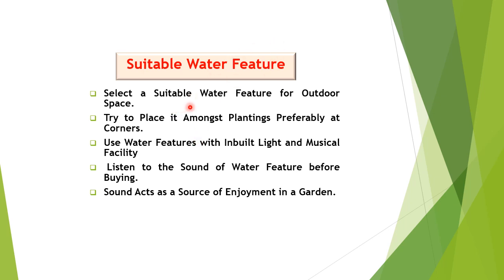You can select a water feature for outdoor space. You can try to place it amongst plantings, preferably at corners. Use water features with inbuilt light and musical facility. Now they are available. Listen to the sound of the water features before buying. Sound acts as a source of enjoyment in a garden. So you have the water features available. Some are natural, some are man-made.